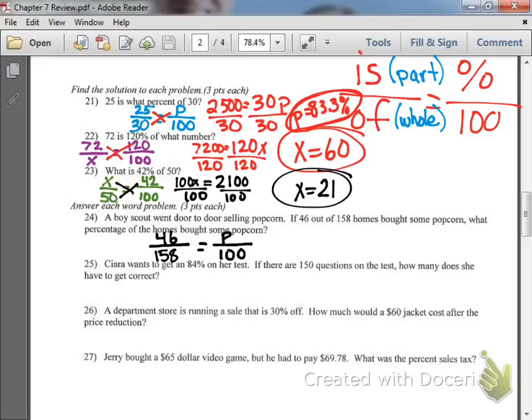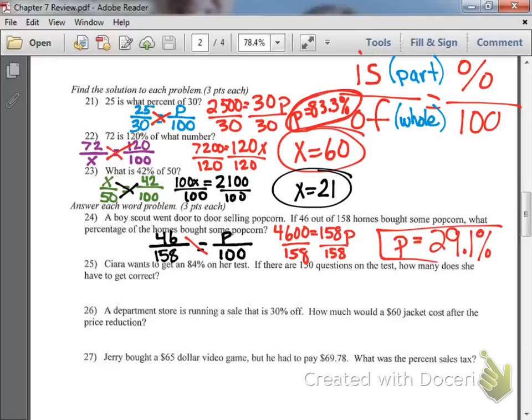From there, it's pretty simple. You just cross multiply. That's 4,600 equals 158p. Divide to get p by itself. So p equals 29.1%. Questions?